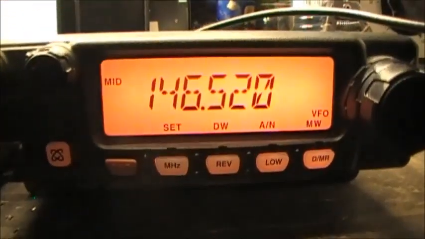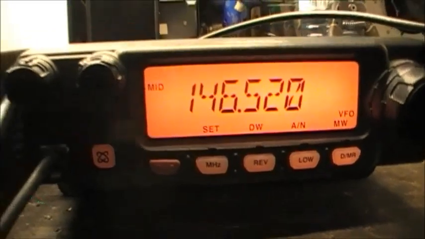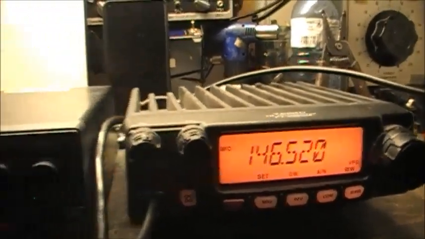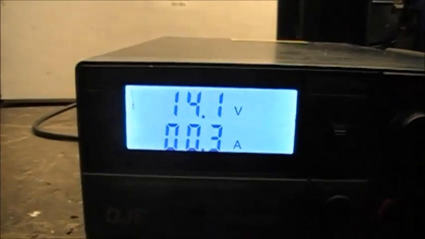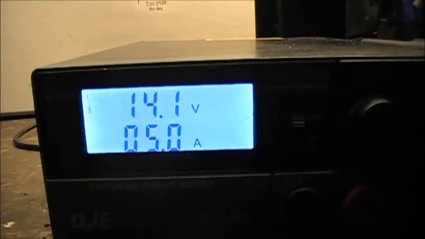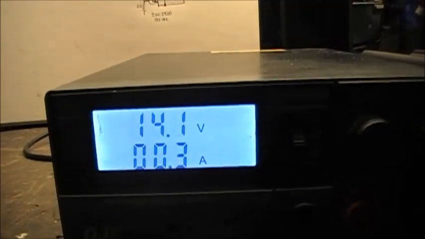So now we're going to put her on mid power. That's about halfway. I don't know what mid is on these. I know these are high power radios, but let's do mid. Victor Ocean 1, Mike Delta Sierra testing. She draws 5 amps there.